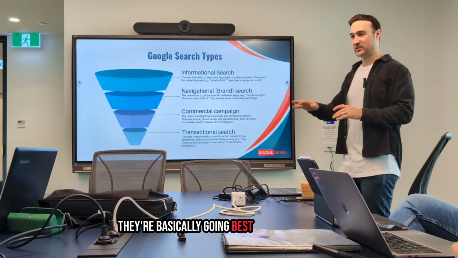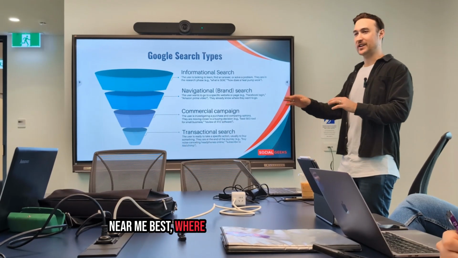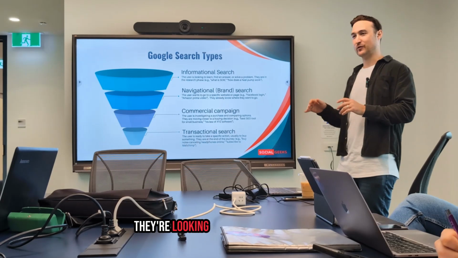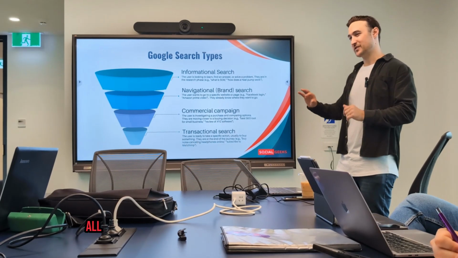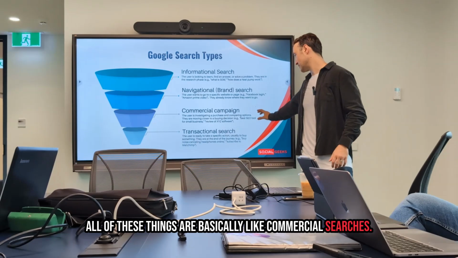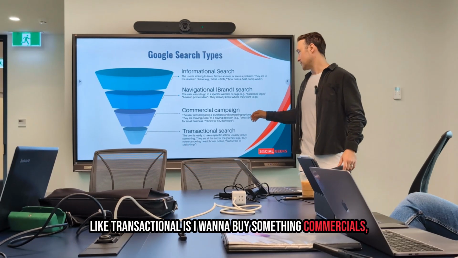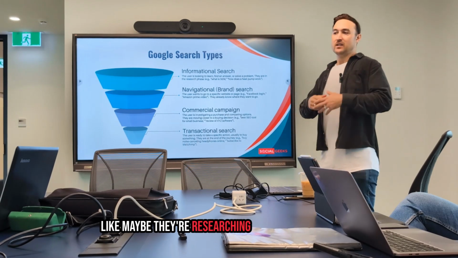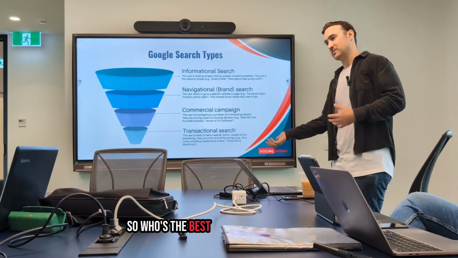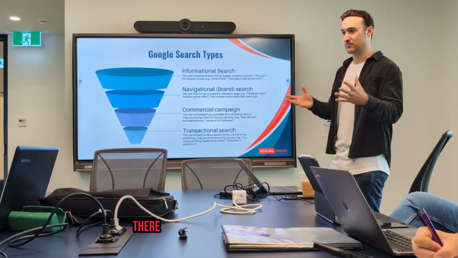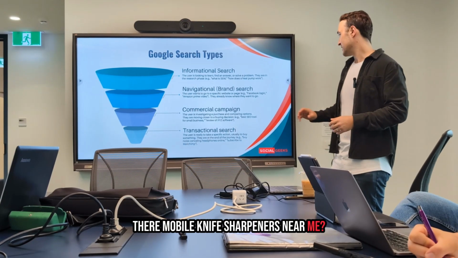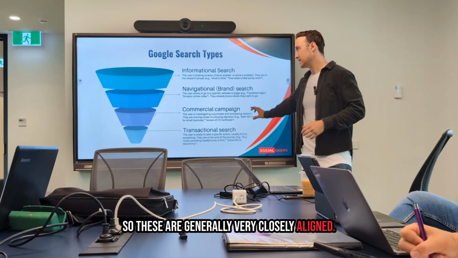They're basically going, best real estate agent near me, where can I get my knife sharpened? They're looking for massage in Noosa. All of these things are commercial searches, very similar to both of these. Transactionals, I want to buy something. Commercials, maybe they're researching the best of whatever. So who's the best masseuse in Noosa? Are there mobile knife sharpeners near me? So these are generally very closely aligned.